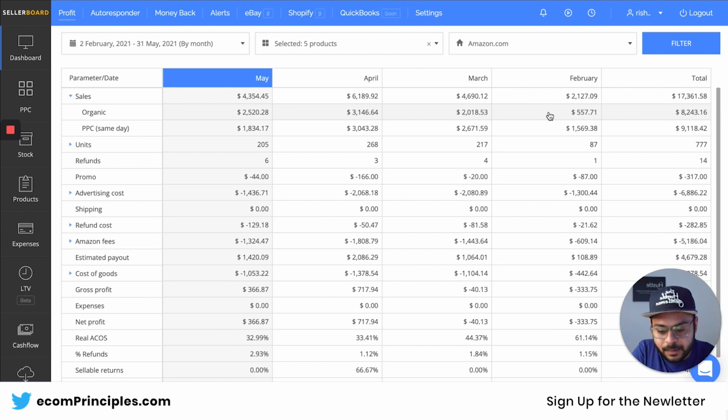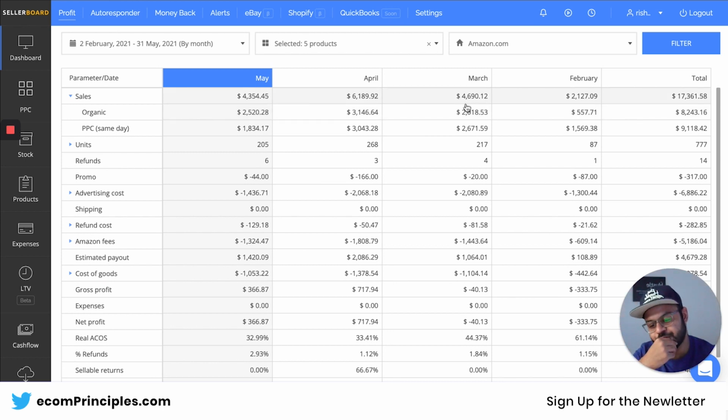So if you look at February over here, you will see that total revenue is $2,100, and of that about $500 is organic sales, and everything else is PPC. So if you do the math, if you're decently good at math, that's a 75-25 split. 25% of my sales were organic and 75% of my sales were driven by PPC. Not good. Obviously, I'm not making any money.